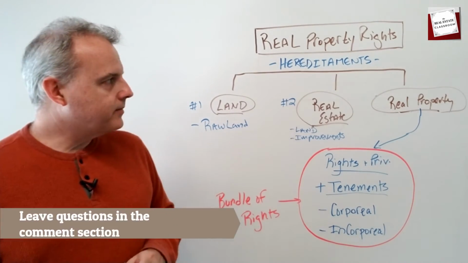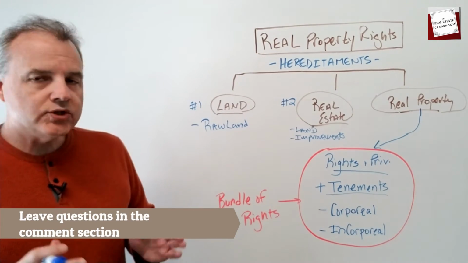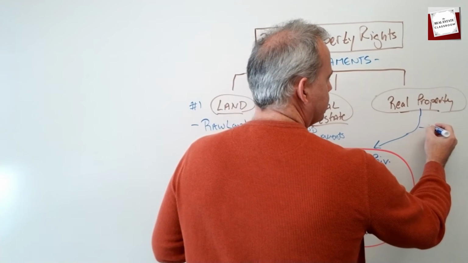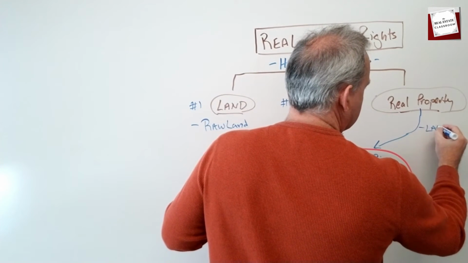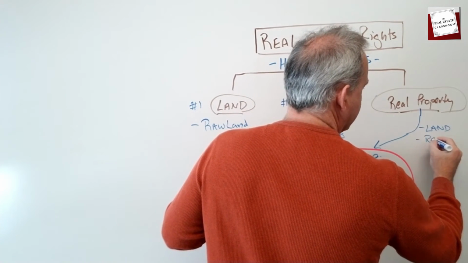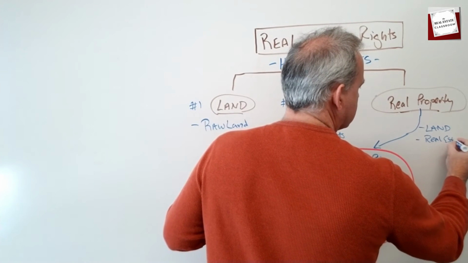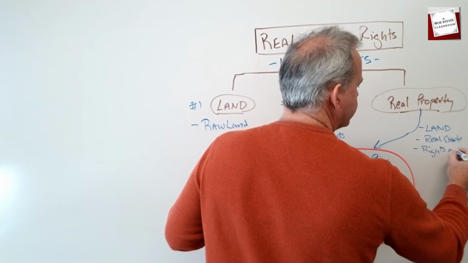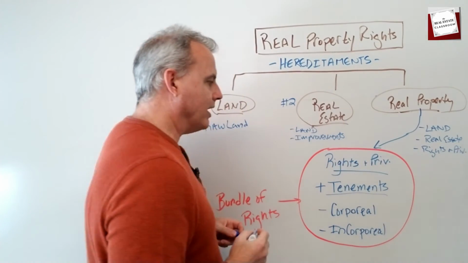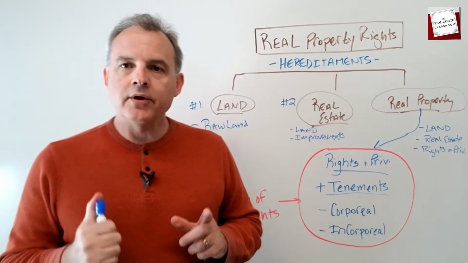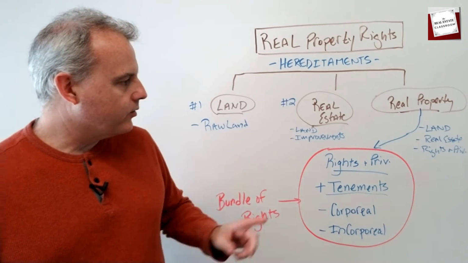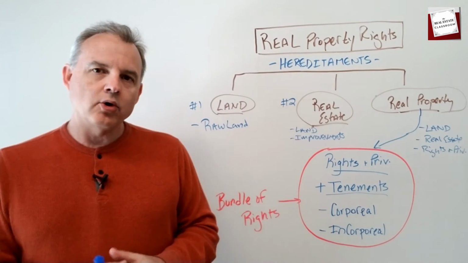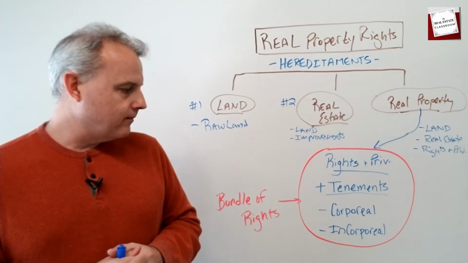All right, the third subcategory of a hereditament is real property. And real property is the land, it is the real estate, and it's what we call the rights and the privileges of private ownership, the rights and the privileges. Now, there is a key term that we have to know here. The rights and the privileges that exist are called a tenement or tenements. That's the legal term for it.